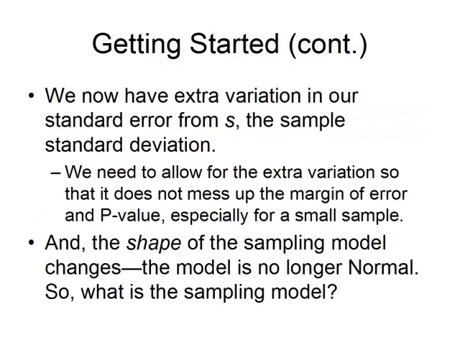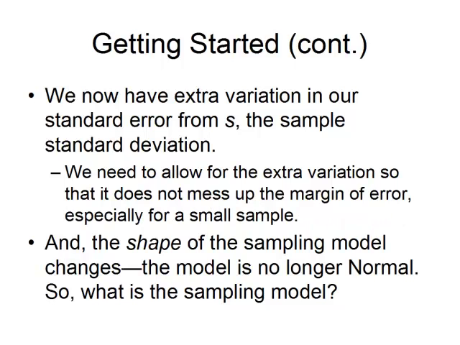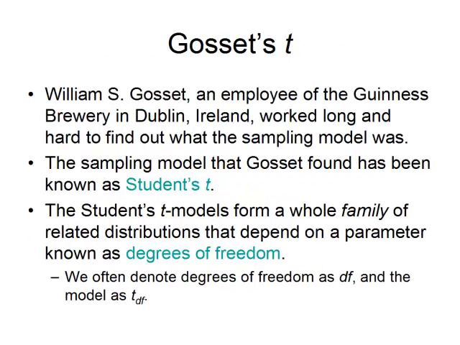We now have extra variation in our standard error from s, the sample standard deviation. We need to allow for the extra variation so that it does not mess up our margin of error, especially for a small sample. And the shape of the sampling model changes. The model is no longer normal. So what is the sampling model?